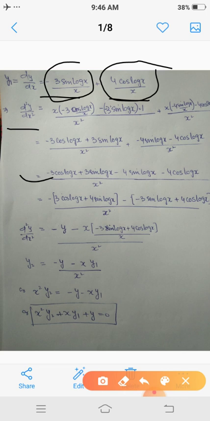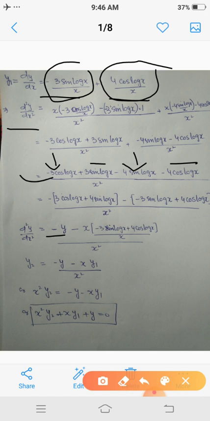Now here I will arrange these terms. In this we have negative, and here we have negative 4. So by taking minus out, we simply get minus (3 cos log x plus 4 sin log x). Here we have plus 1 minus 1. So taking minus 1 common, we simply get minus of (minus 3 sin log x plus 4 cos log x). Here this 3 cos log x plus 4 sin log x is the given function, that is y. This means that it is minus y.